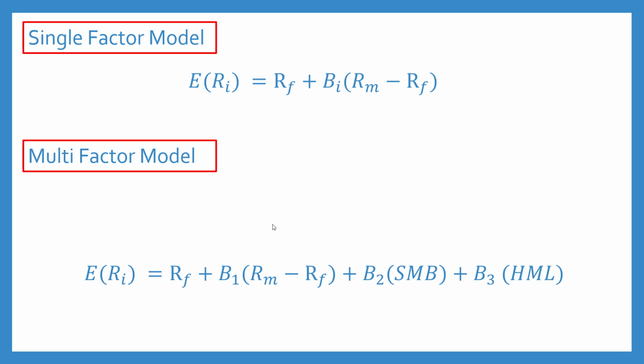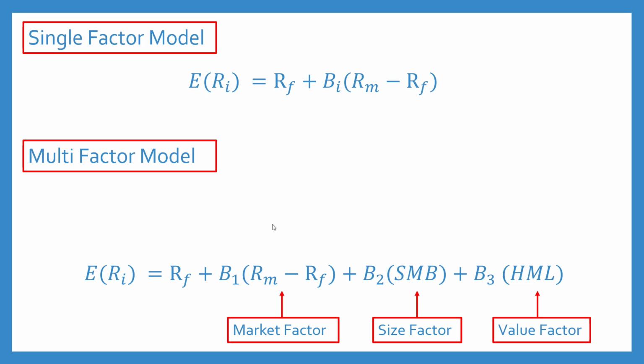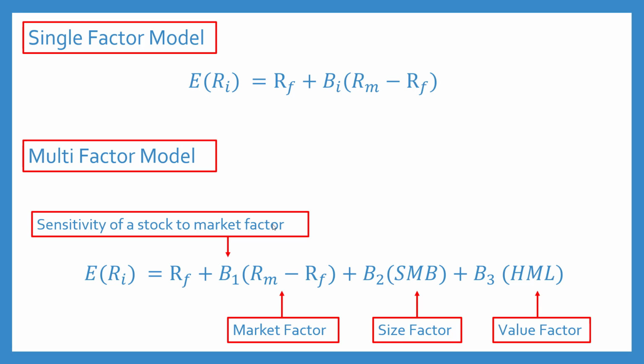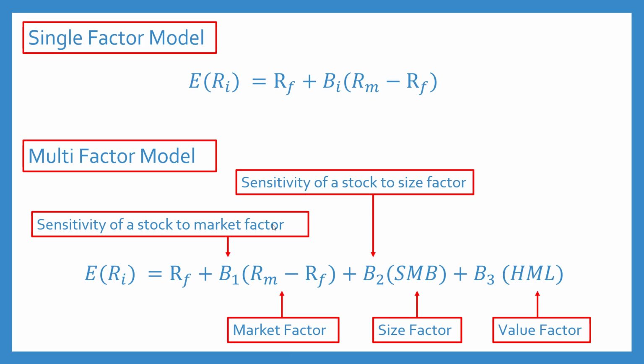One of the multi-factor models is the Fama and French three-factor model, where the expected stock return depends on three factors. In CAPM, we just have one factor, the market factor. In the Fama and French three-factor model, we have three factors. The first is the market factor, the same one that we had in the CAPM. Then we have the size factor, and then the value factor. Beta 1 represents the sensitivity of a stock to the market factor. Beta 2 represents the sensitivity of a stock to the size factor. And lastly, beta 3 represents the sensitivity of a stock to the value factor.